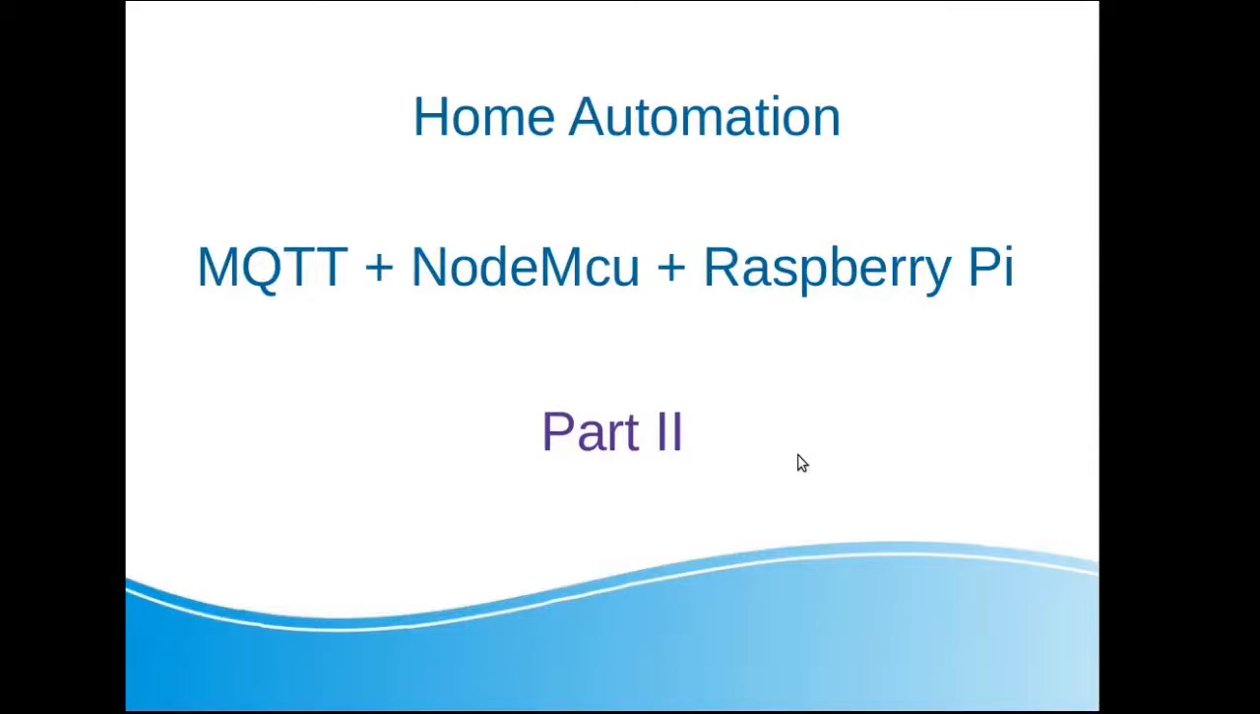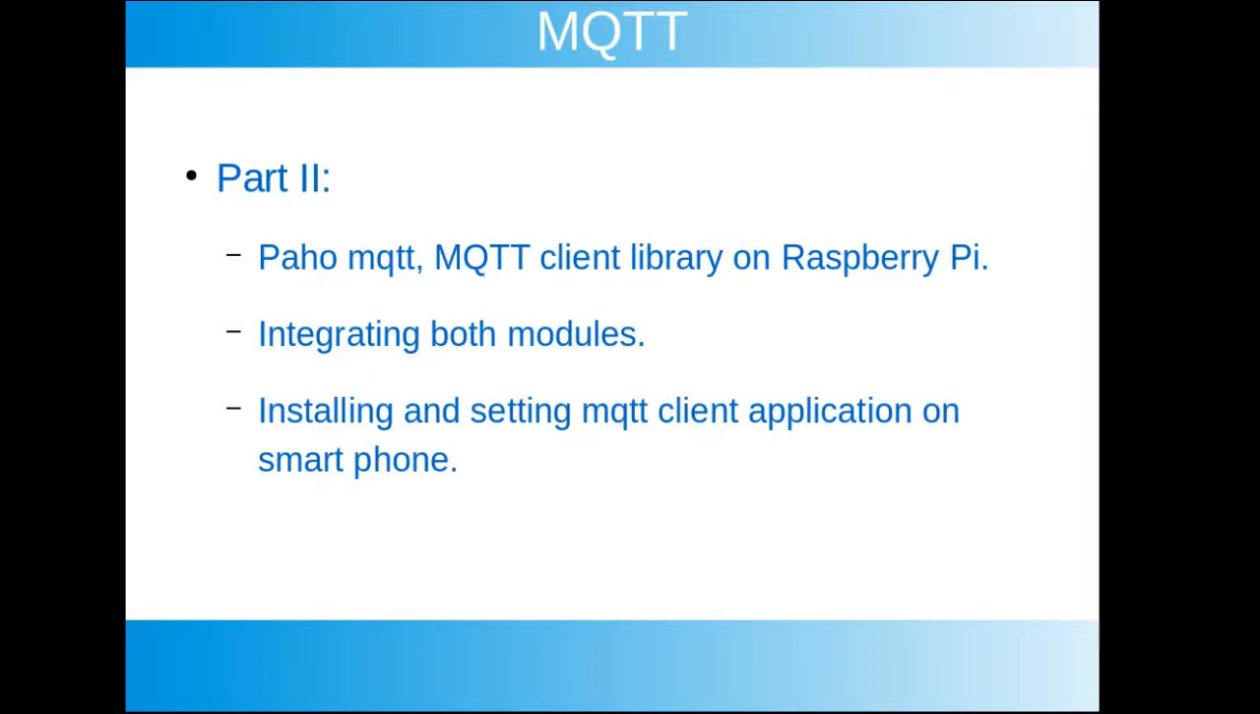In this video we are going to see part 2 of home automation using MQTT protocol by NodeMCU and Raspberry Pi. Guys, if you didn't watch part 1, please go through part 1 before getting to part 2. I posted the link of part 1 in the description below. In part 1 we tested NodeMCU as a standalone using MQTT protocol, installed Mosquitto server on Raspberry Pi, and set up MQTT on NodeMCU. In part 2 we are going to set up Raspberry Pi.